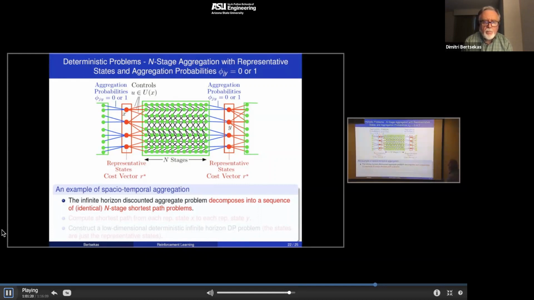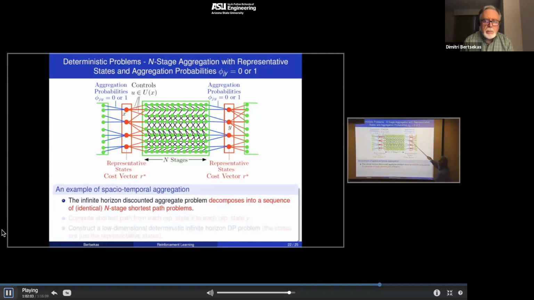And now, let's make sure that we understand what these red transitions and blue transitions are. The red transitions correspond to controls. At a representative state X, there are these controls that I can choose and go to this state, or that state. So these are control choices. The red choices are control choices. And these are also control choices, the black here. And the blue, I'm going to take them to be either 0 or 1. I'm going to take all these aggregation probabilities to be 0 or 1.